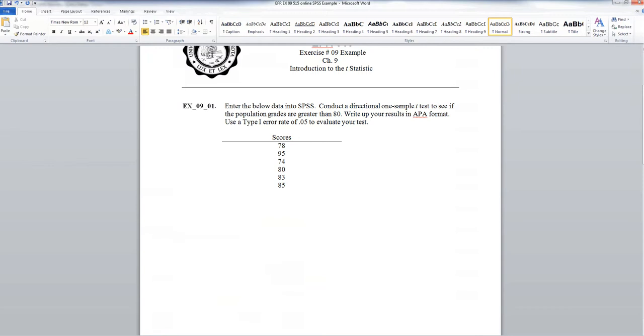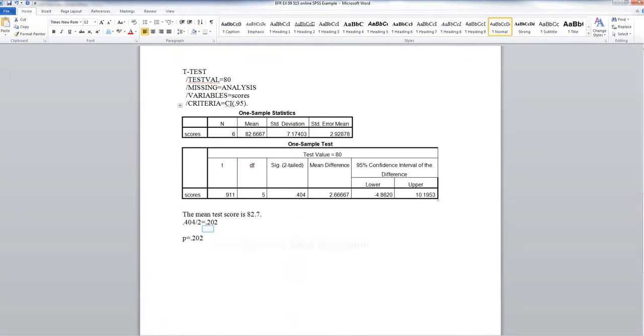Now, my question is, is this p less than the type 1 error rate that I've designated for the test? And that value I designated as 0.05. As we can see, it's greater than 0.05. So now we fail to reject the null, and we don't have any evidence either way that the true population scores are greater than 80.